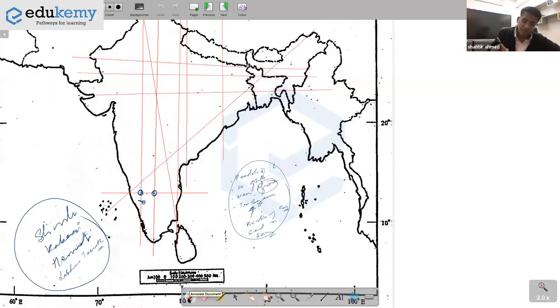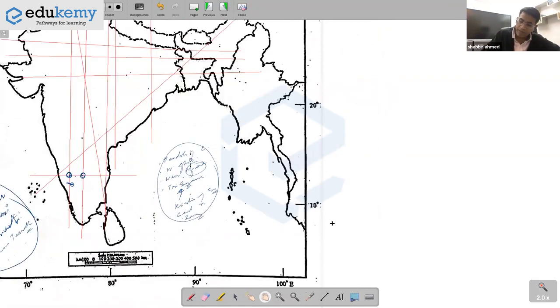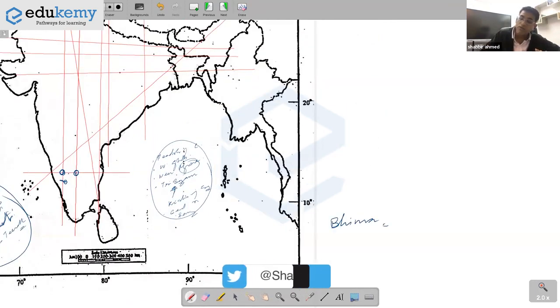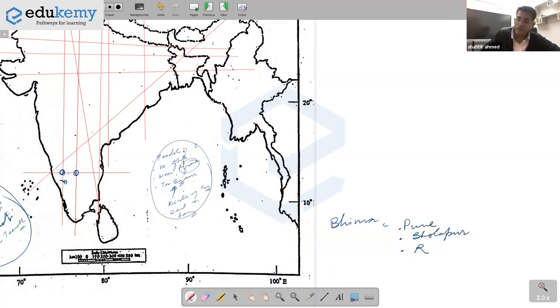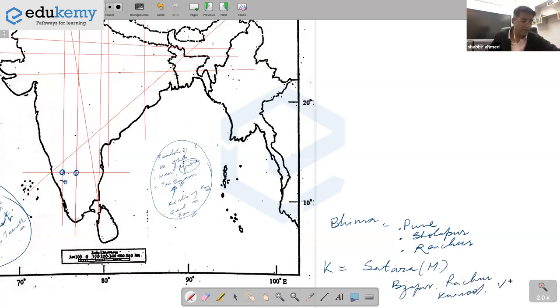So what all have we marked? Can you recall, for river Bhima what do we need? We need to know from near Pune. What else do we need? We need to know Sholapur and we need to know Raichur. What do we need for the main Krishna? For main Krishna, you start from Satara. Satara is also Mahabaleshwar, river Koyna. What else do we need? We need Bijapur. Then we need Raichur. Then what do we need? We need Karnool. We need Vijayawada. बस इतना पता होना चाहिए आपको.